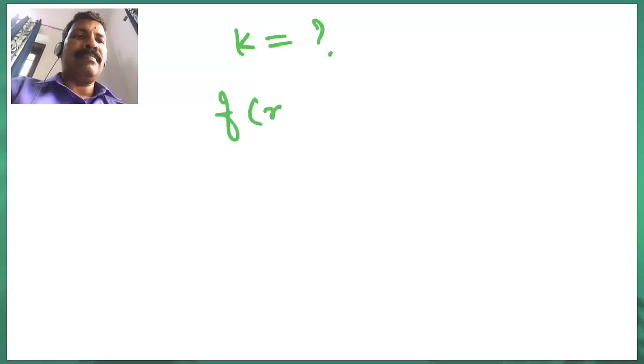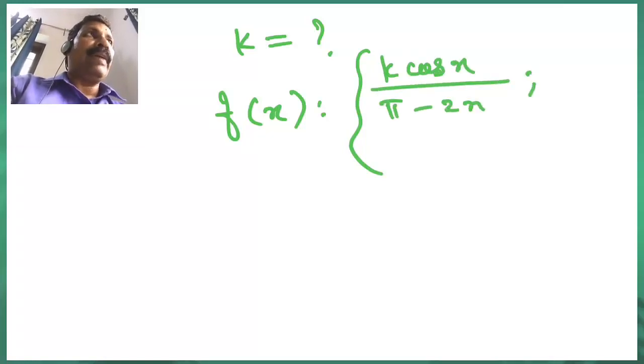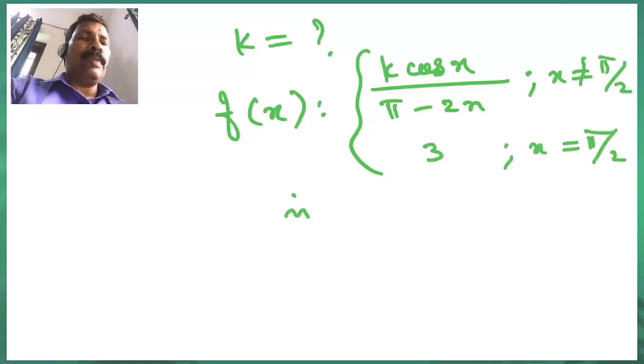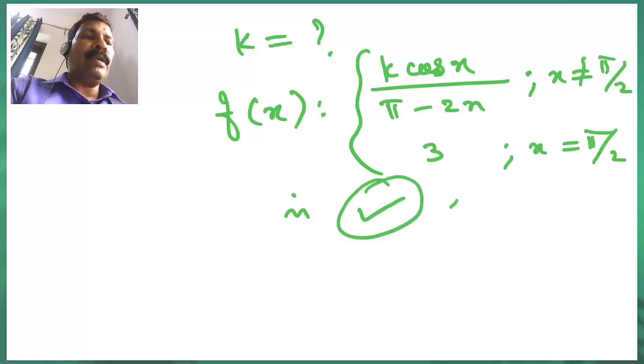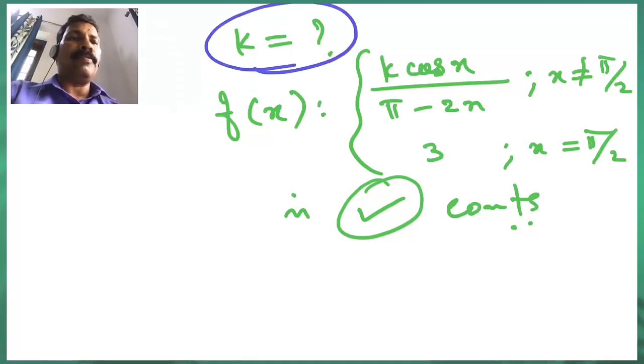Now let us solve another problem. What is the value of k so that the function f defined by f(x) is equal to k cos x divided by pi minus 2x when x is not equal to pi by 2, and is equal to 3 when x is equal to pi by 2, is given to be continuous. So here the function is given to be continuous. We have to find the value of k.